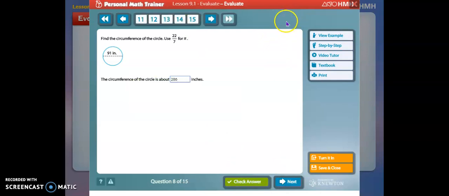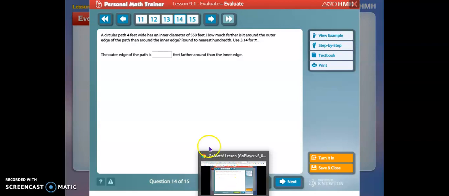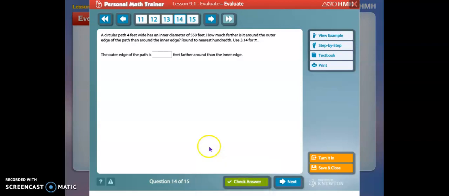Alright, so we're going to try one more here. It's a little bit of a harder one, but I want to make sure that we try. Okay, so in this last one, it says there is a circular path 4 feet wide and has an inner diameter of 550 feet. How much farther is it around the outer edge of the path than around the inner edge? Round to the nearest hundredth using 3.14 for pi. So for this problem, they want to know how many feet farther around the outer edge of the path is, so we need to find 2 circumferences.